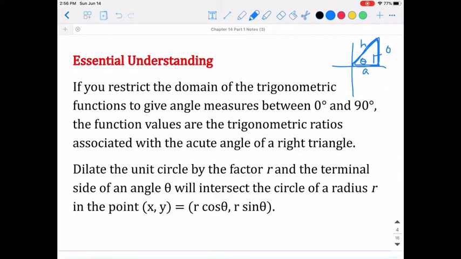And if we dilate the unit circle, so in this section we're going to be dilating the unit circle by the factor r, and the terminal side of an angle theta will intersect the circle of radius r in the point x comma y, which because we're dilating will become r times cosine theta, r times sine of theta. So we're going to be either enlarging our circle or making it smaller, and because we're changing the radius of that circle, we have to multiply these points to figure out what our x and our y values are going to be.